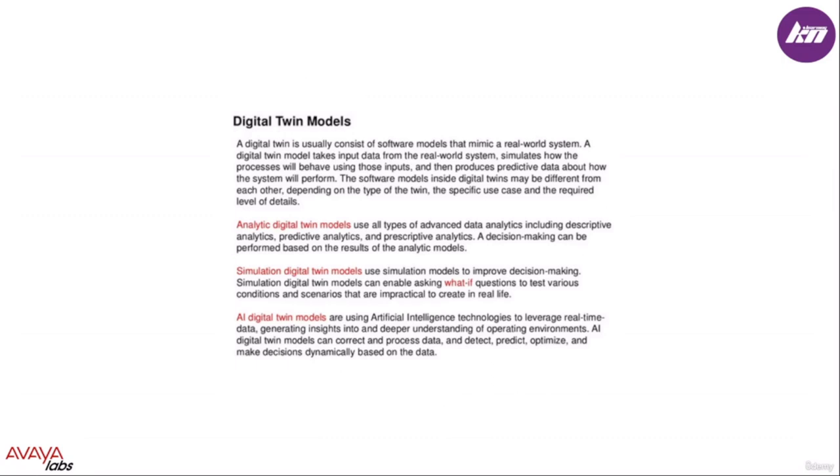Those are the things that digital twins start to enable for you and your business. It is a very important concept and it is not easy to grasp, but having this knowledge and understanding of these three models, you will start having an idea of where this is going. Digital twins usually consist of software models that mimic the real world. That's it. That's a digital twin right there. It's a real-world emulation, or a real-world analytic system, or a real-world AI system.